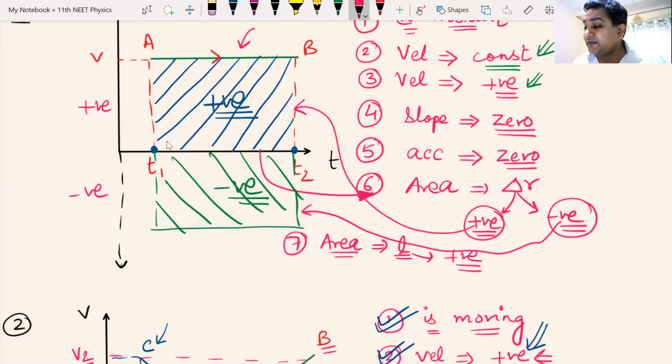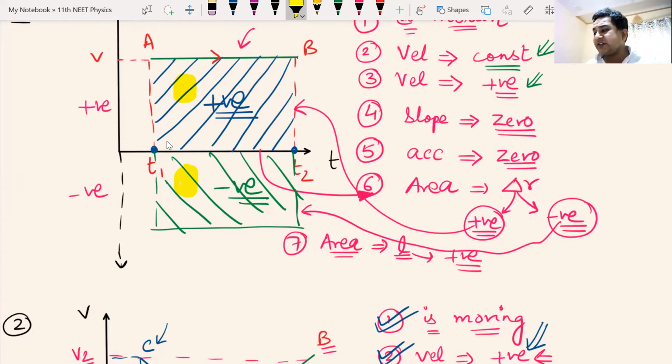So for distance, this area is positive and this area is also positive. We'll never take negative for distance. We'll find all the areas, treat them as positive, and find the distance. For finding displacement, above the time axis is positive, below the time axis is negative. Am I clear with how to find displacement and distance from the velocity time graph? Finding the area, we will get the displacement and distance. Finding the slope, we will get the acceleration.